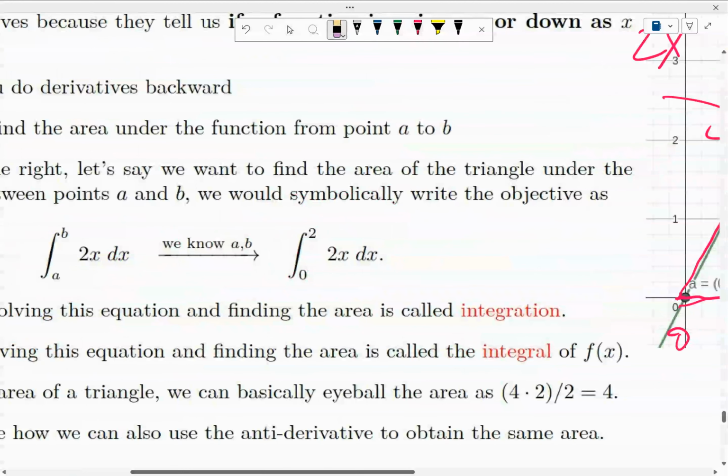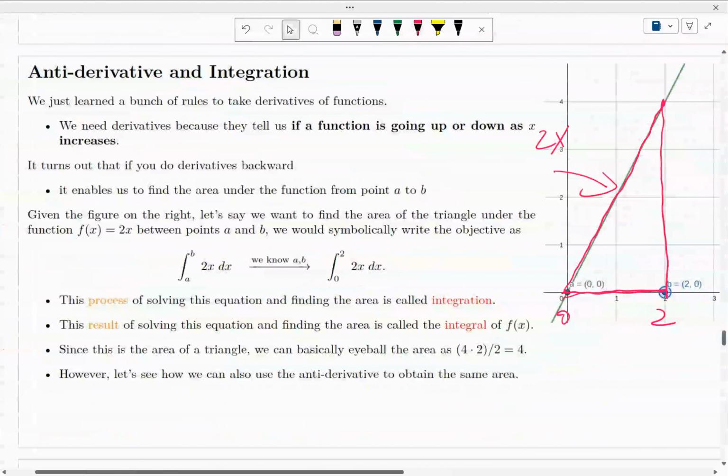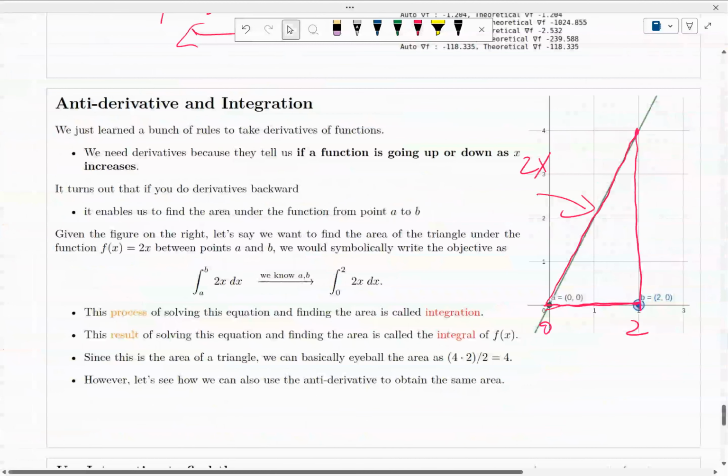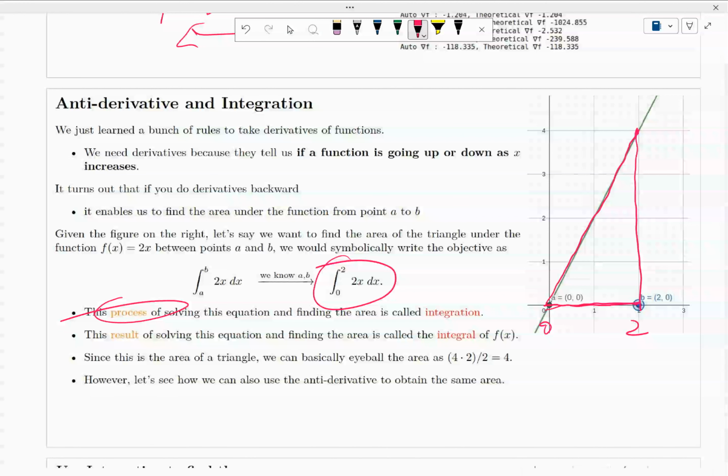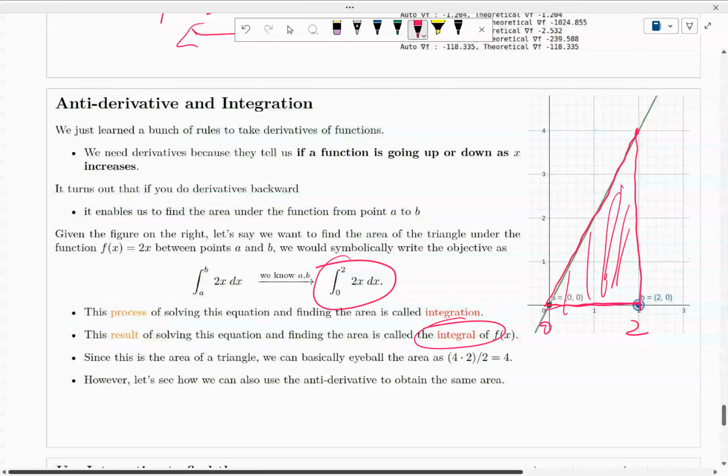Now, how do we go about doing that? Well, this whole process is called integration. When we talk about integration, we're trying to find the area from point A to point B, and the result of doing this is the integral. So we have this function f of x, and we're trying to find the integral of f of x. That's telling us we're finding the area under the curve, right?